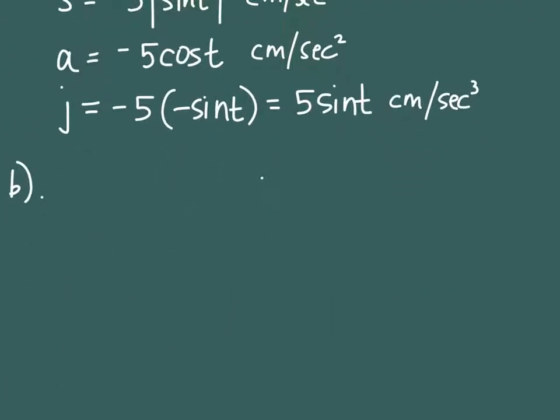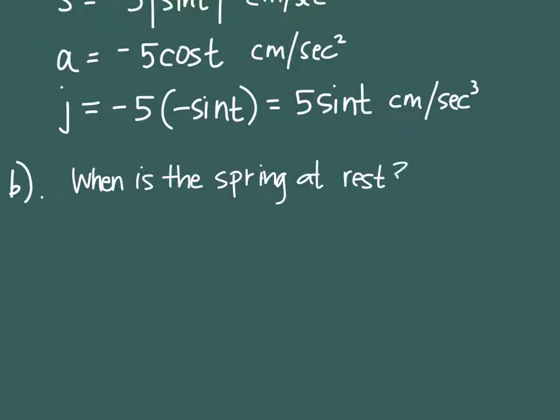All right, so answering the question of when is the spring at rest? Okay, if the spring is performing harmonic motion, when is the spring at rest? Well, the definition of being at rest is having what value for your velocity? 0. So you start with what you just defined your velocity as, and I defined my velocity as negative 5 sine t, and I'm going to set that equal to 0.